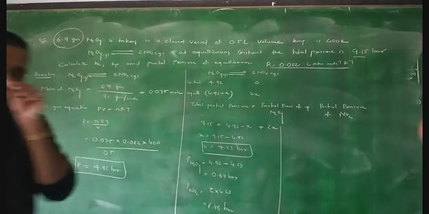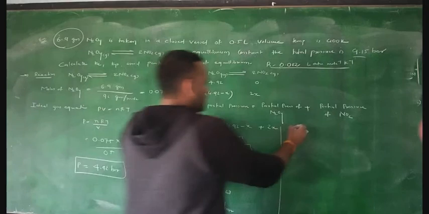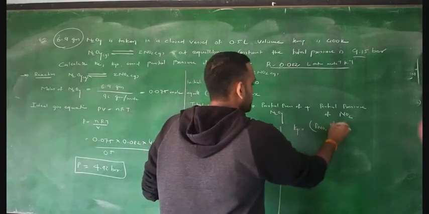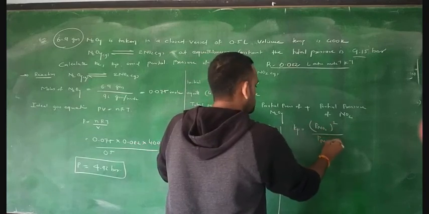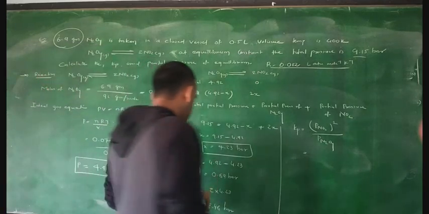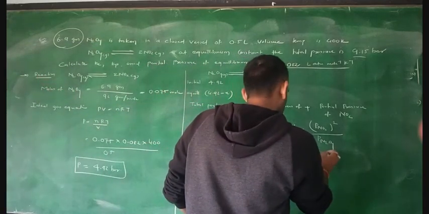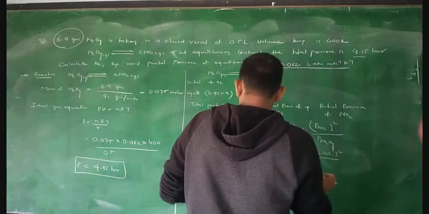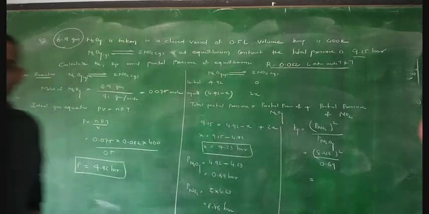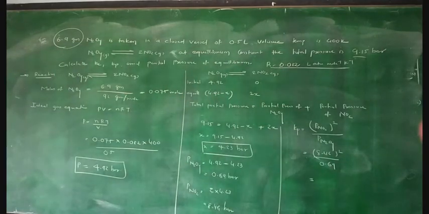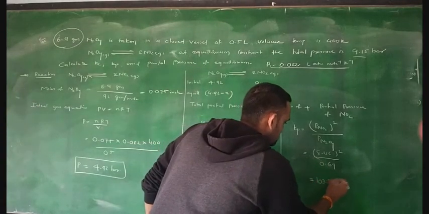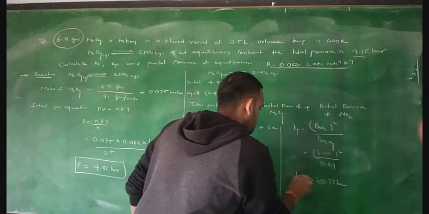Right? Now you have to find out what Kp. Now you all know that what is Kp? Kp equals to P NO2 whole square upon P N2O4. Put the value, you can get the answer, right? Now यहाँ पे क्या आएगा? 8.46 whole square divided by 0.69. चलो फाइंड आउट करो, ये वैल्यू आ जाएगी, 103.73 bar. This is what Kp.